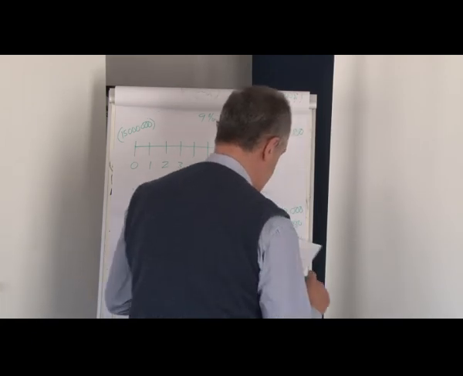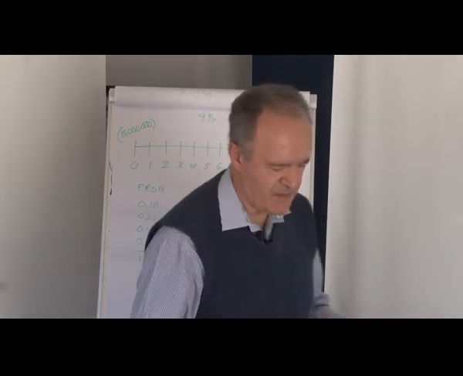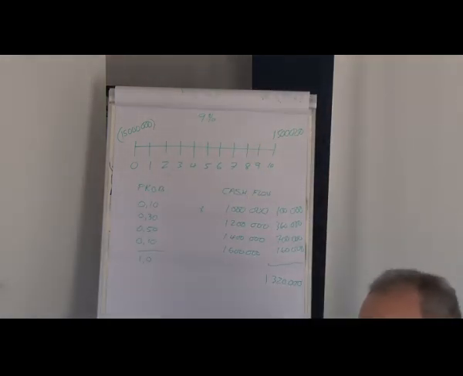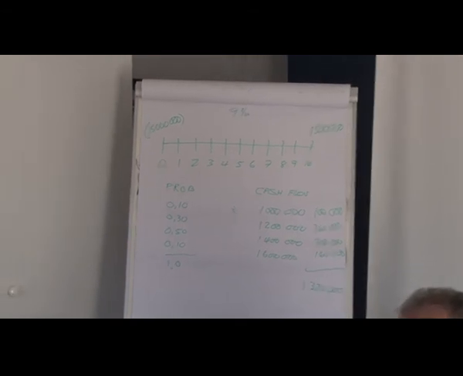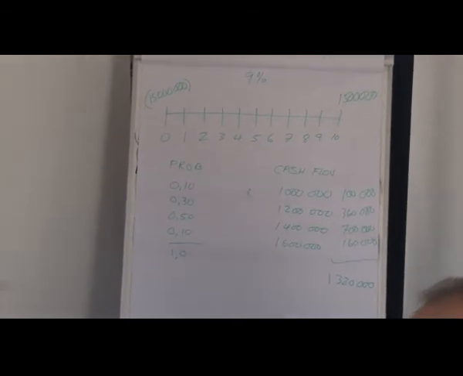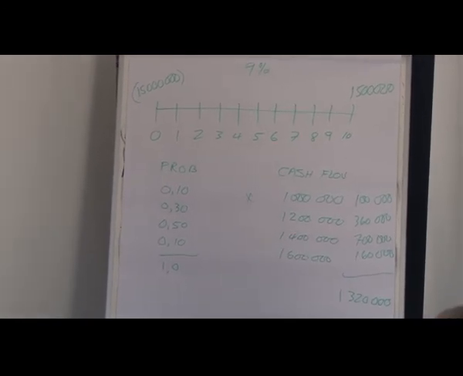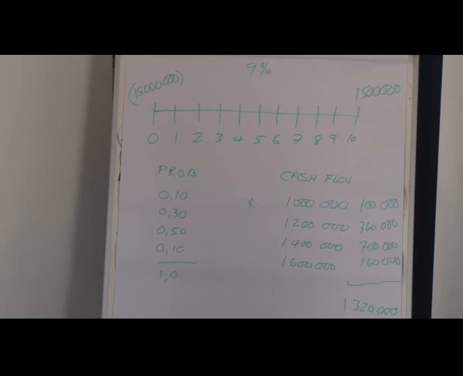That answers the first part of the question, which reads as follows: by applying the probability of outcomes, calculate the expected cash flow per year. Expected cash flow per year. What is the expected net present value?